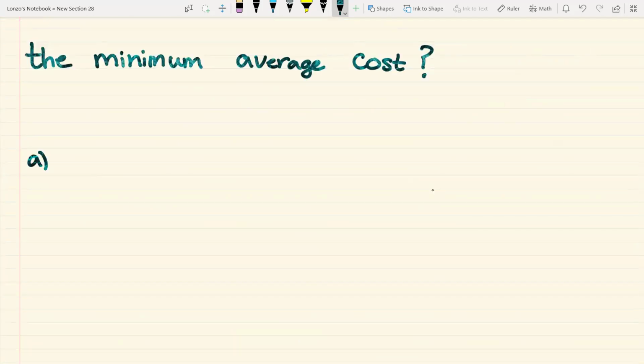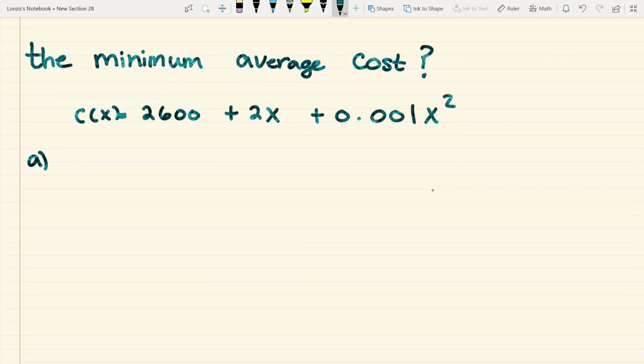So what is our cost function? Our C of X is 2600 plus 2X plus 0.001X squared. Okay, so find the cost of 100 items. This one's not too hard, right? You just plug in 100. Your X is your units, so plug 100 into the cost function.